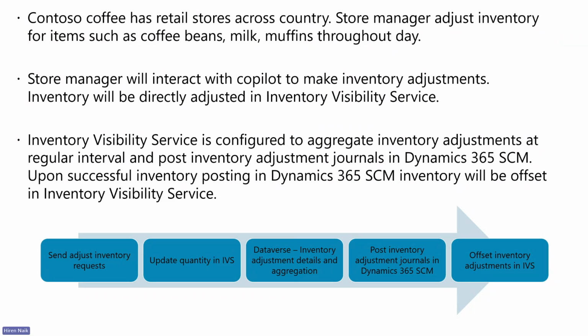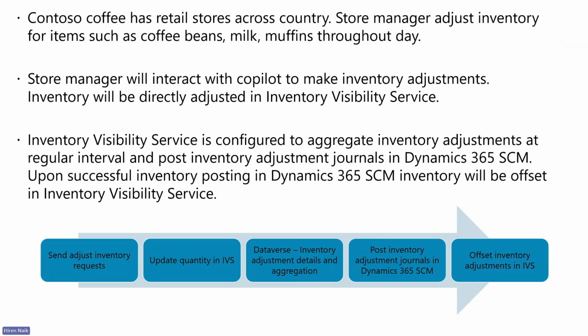Now, the store manager will interact with Copilot to make the inventory adjustments. So I have created a sample Copilot here for store managers to make the inventory adjustments. But really, Copilot is just one way of doing the inventory adjustments. You might already have some store apps, you might have WMS apps, you might have some websites from where you can always make these API calls. Ultimately, the goal is to capture all the inventory adjustments which you are doing in this external application and make the inventory updates into the inventory visibility service.